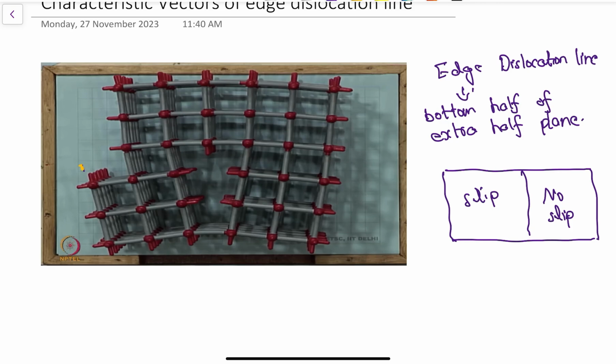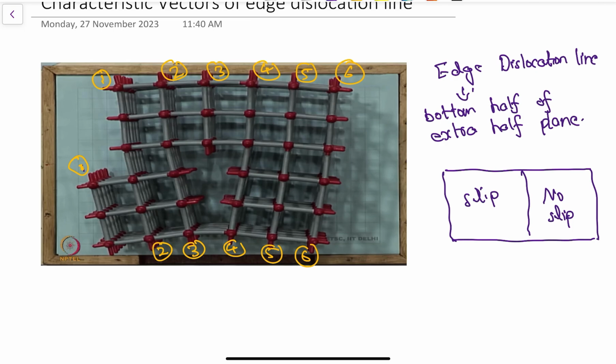So this is your first plane of atoms, and here the bottom first plane of atoms. This is the second plane of atoms here. This is third, this is four, this is five, and this is six. You can see here this is two, this is three, this is four, this is five, and this is six.